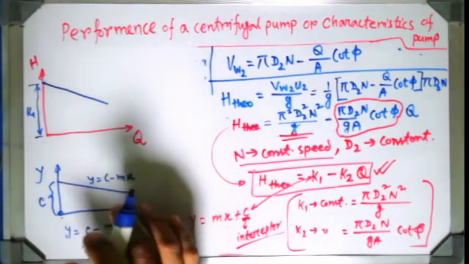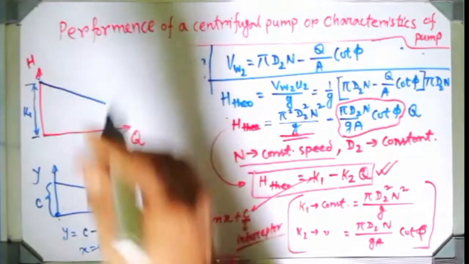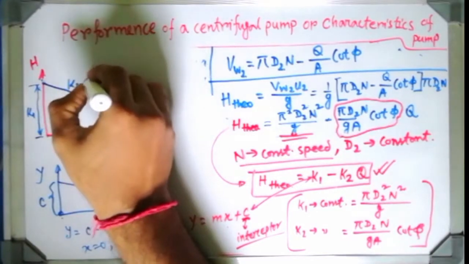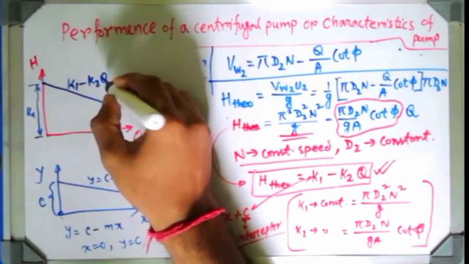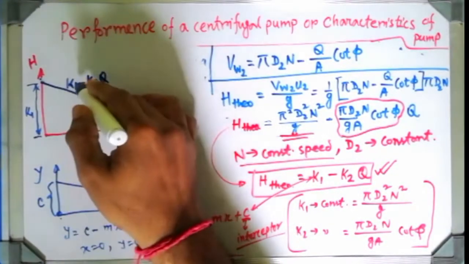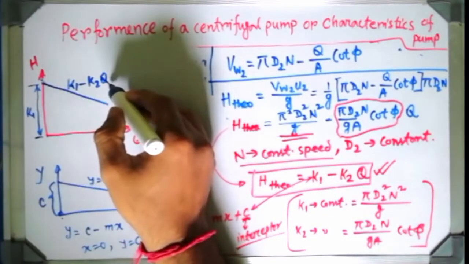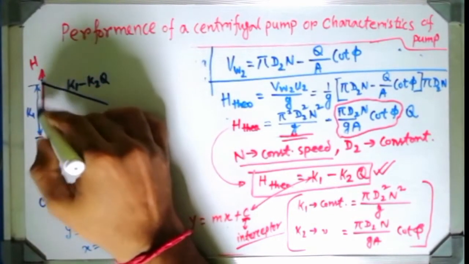They are very simple things. They are coming from the 10 plus 2 standard, so that thing is replicated over here. That equation is representing K1 minus K2Q. And here instead of c, that K1 is acting like the intercept. If we put Q equals 0 in this equation, then H will be nothing but K1. That is why this is K1.